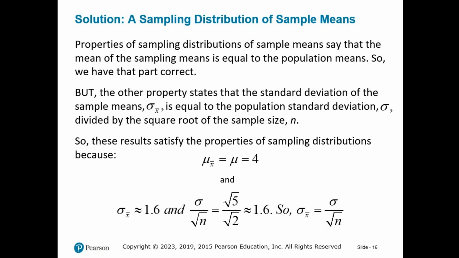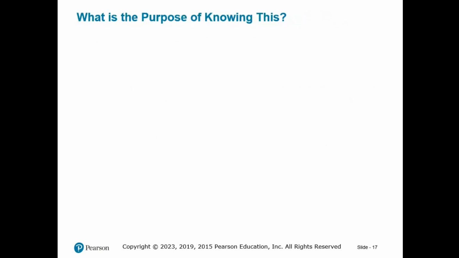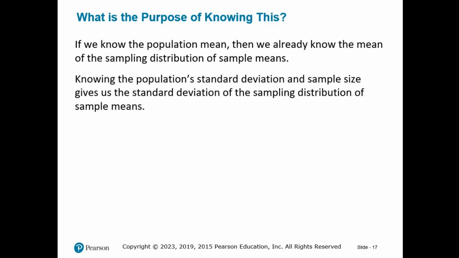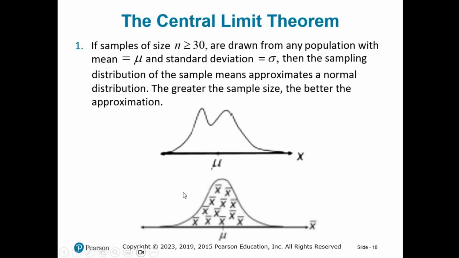So yay us for doing math, but why do we need to know this? What purpose does it serve? Well, if we know the population mean, then we already know the mean of the sampling distribution of the sample means. And knowing the population's standard deviation and the sample size gives us the standard deviation of the sampling distribution of sample means. Long story short, it will help us take shortcuts in the future. And we're about to learn a theorem where this bit of knowledge will come in handy. So let's talk about that theorem. It's called the Central Limit Theorem, and it comes in 2 parts.